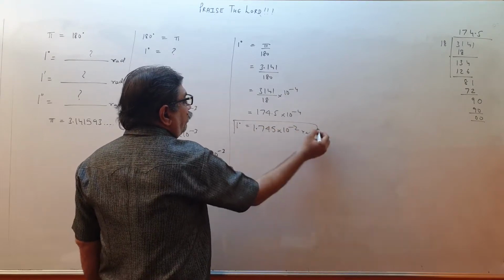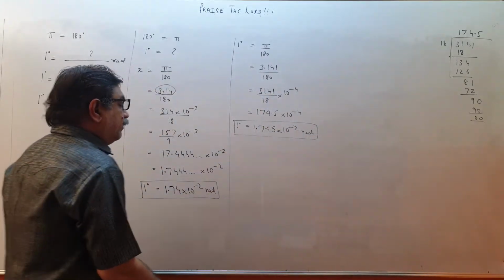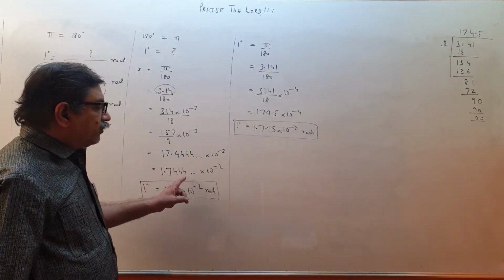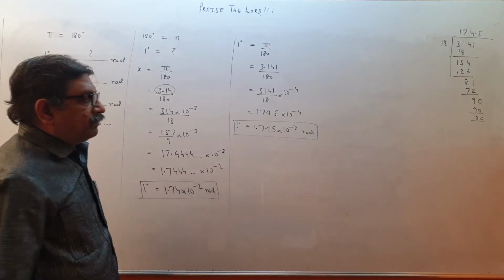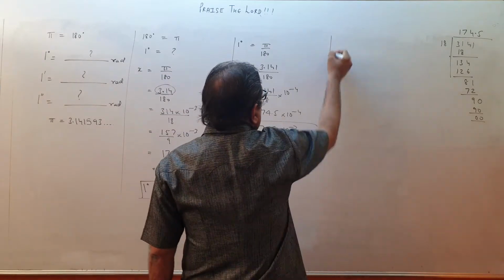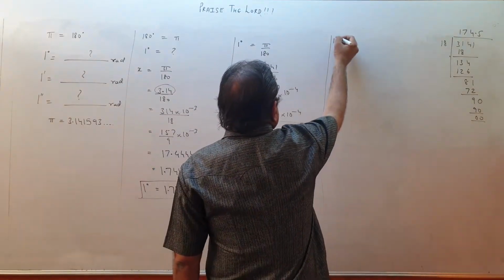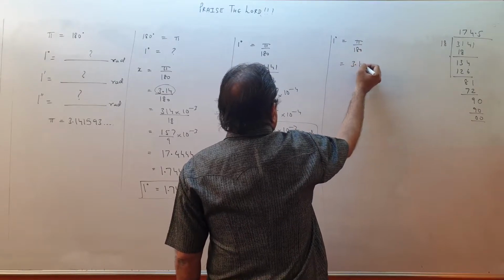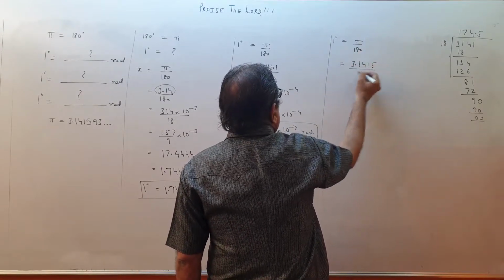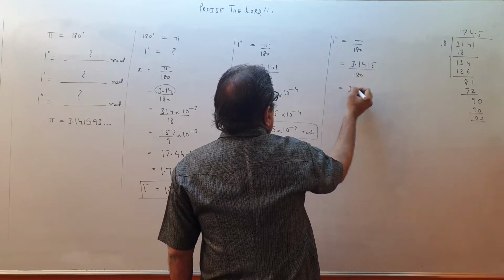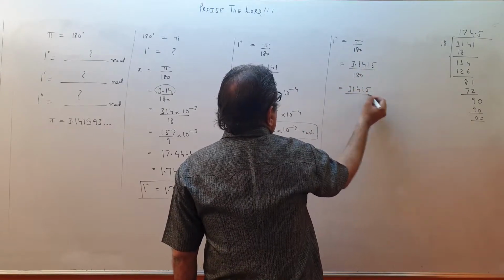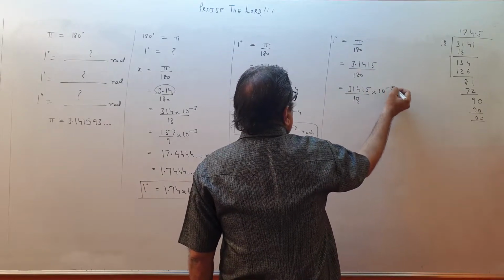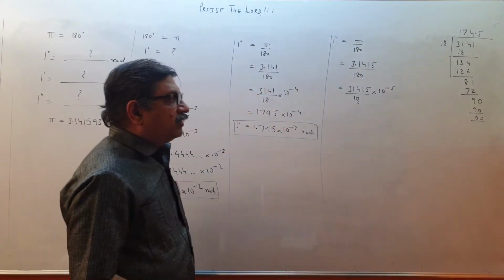See children, if we improve the precision of pi, we are getting a better value, 1.745. Here it was 1.744444. Now it is 1.745. Let us see if we improve the precision more, what happens. So 1 degree equals pi upon 180, 3.1415 upon 180. So 31415 upon 18. 4 decimals from here, 1 from here, so 10 raised to minus 5. I am dividing by integers because that is an easier job.